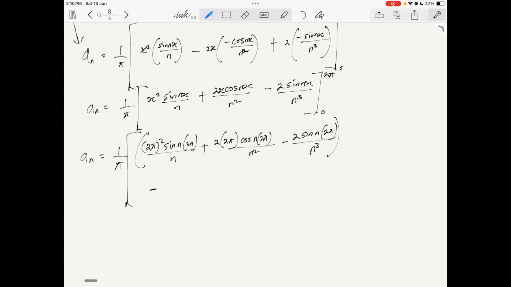and then we subtract it from the lower limit. So this is the lower limit of 0. So where we have x again, we change it to 0. So we have 0 squared sin n of 0 over n plus 2 into 0 cos n of 0 over n squared minus 2 sin n of 0 over n cubed.